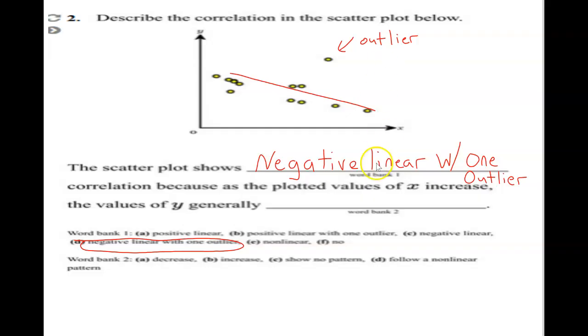All right. Now, after you say that, you're going to say correlation because as the plotted values of x increase, the values of y generally go in which direction? Down. So it's going to be negative because it's decreasing. As the x goes up, the y goes down, except for the outlier. All right, next question.